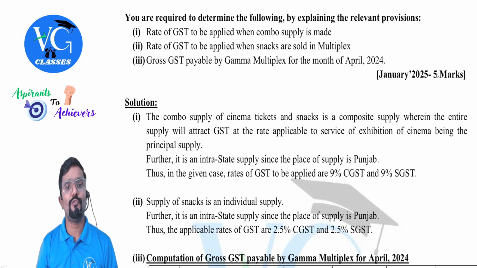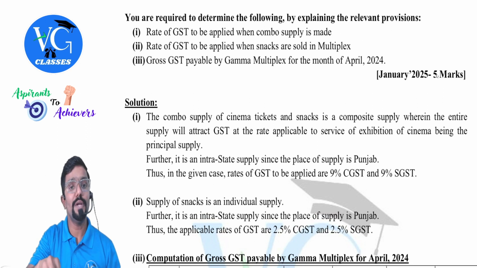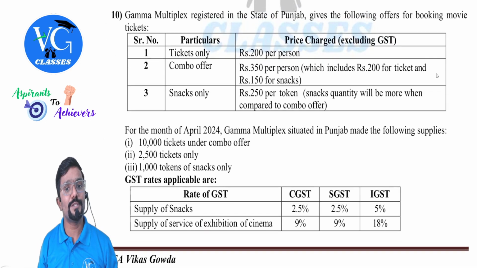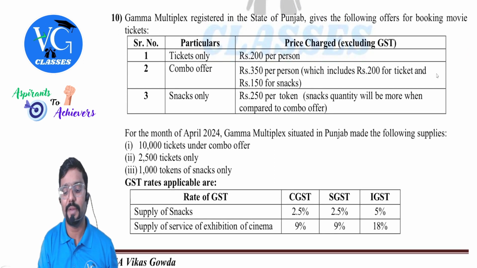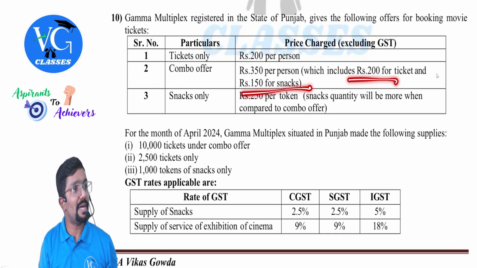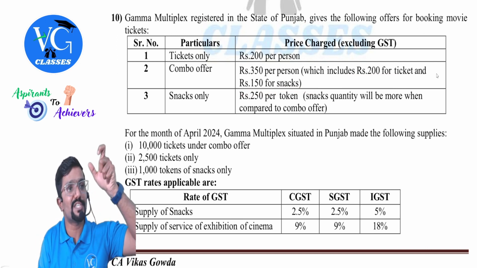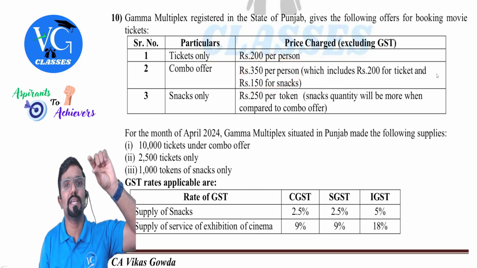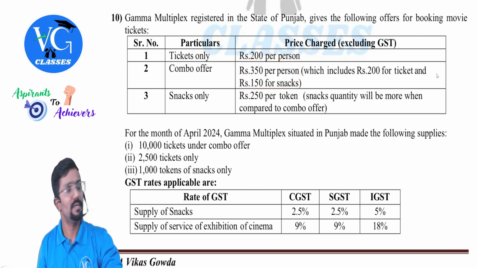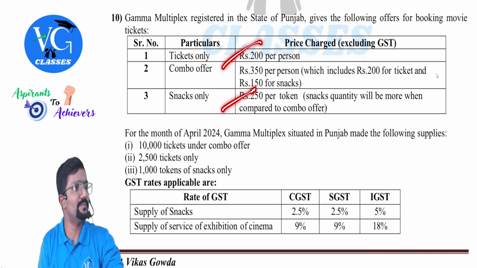You are required to determine the following by explaining the relevant provisions. What are those? Rate of GST to be applied when combo supply is made. Guys, whether combo is a composite supply? Yes, it is a composite supply. See, don't get confused here. The combo price is how much? 350. But actually they have given the breakup. For customers, are they giving the breakup? No. Maybe for you, they have given 200, 150 and all. But they are selling both of these for a single price of how much, guys? 350. So should I consider a single price or separate price? Single price. Clear? Because if it is a separate price, it will go here.